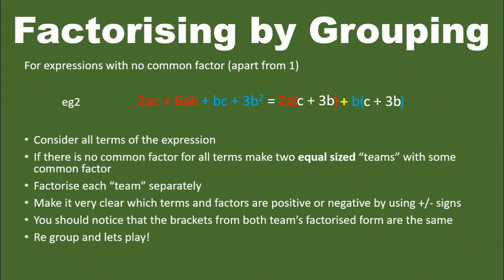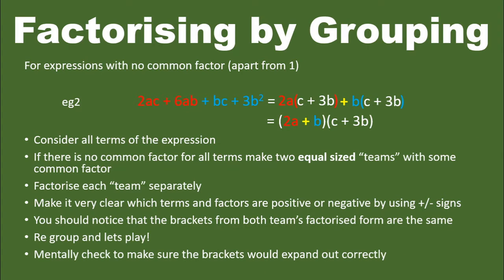So now we're ready to regroup so that we can play. The way that we regroup is to try and decide what bracket multiplied by what other bracket would give the same original expression. It should be pretty clear that one of the 2 brackets should be C plus 3B, as we know that we need to do 2A times C plus 3B, and we also need to do B times C plus 3B. So the other bracket is going to include the quarterbacks from both of my teams, so that's 2A plus B. There's my regrouped factorized expression.